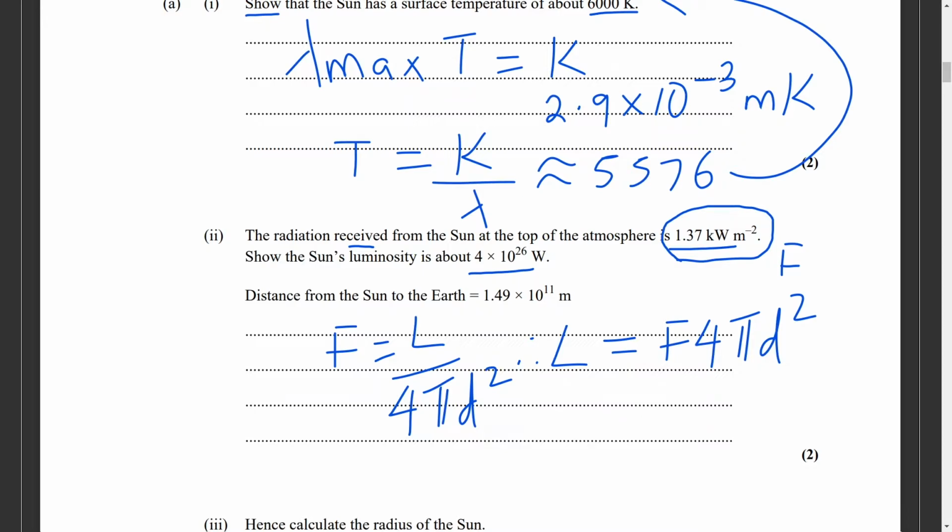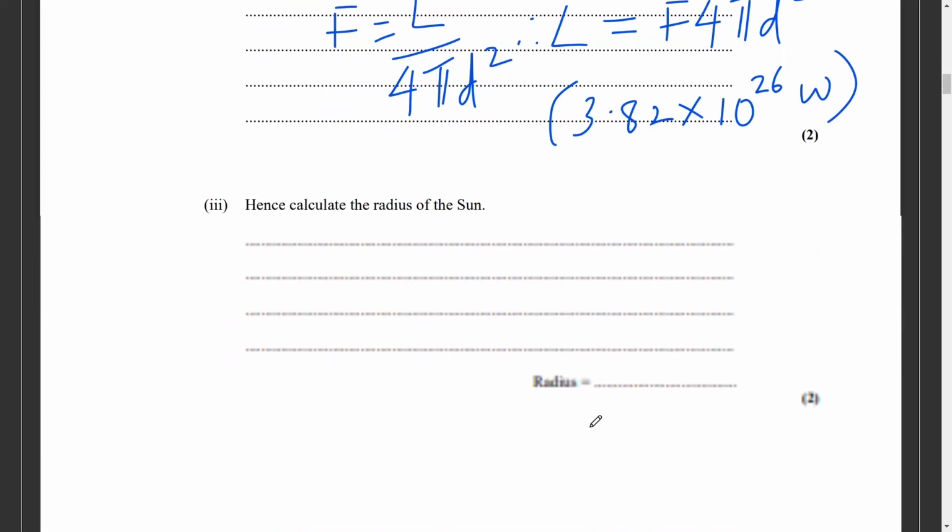Of course, 4 pi is just a constant, and the distance, what do we do with the distance? All right, the distance is given here as 1.49 times 10 to the 11, and you will be able to get your answer. When you work this out, you'll get 3.82 times 10 to the 26. Of course, you need to put in some work and just confirm that these answers are okay. Another easy question, 2 marks. All right, let's keep moving.